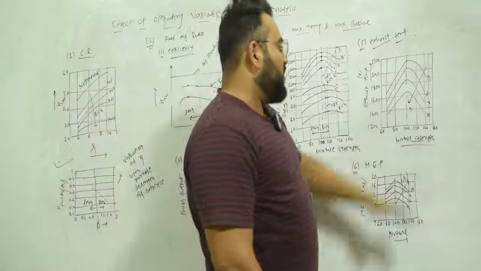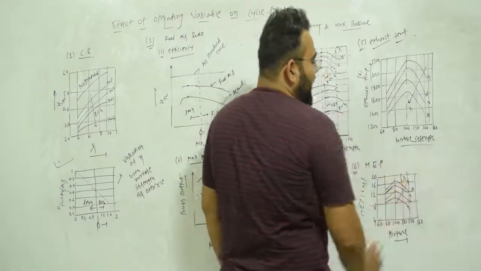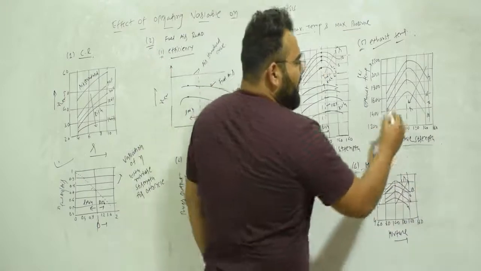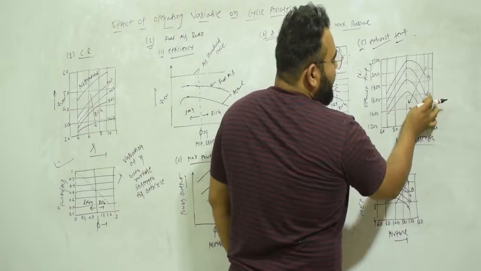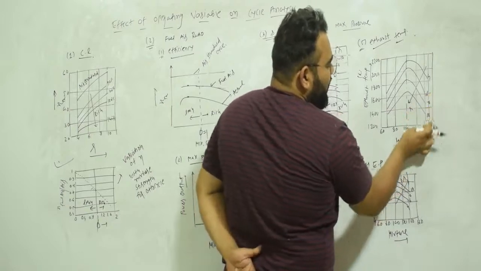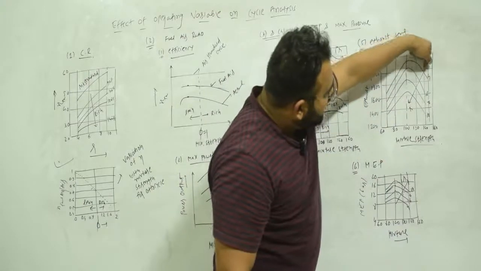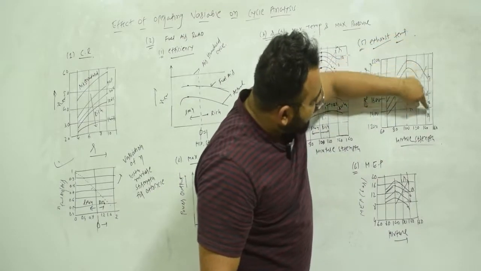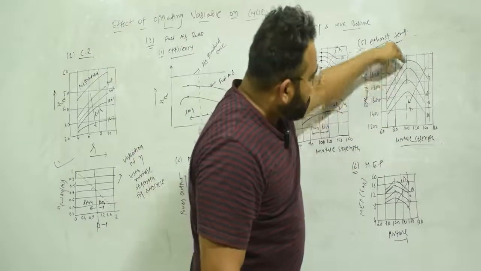Now exhaust temperature. Here the exhaust temperature is on the y-axis and mixture strength on the x-axis. This graph is for compression ratio 4, this is for compression ratio 6, this is for compression ratio 8, and this is compression ratio 10. As the compression ratio increases, 4, 6, 8 and 10, the exhaust temperature decreases.